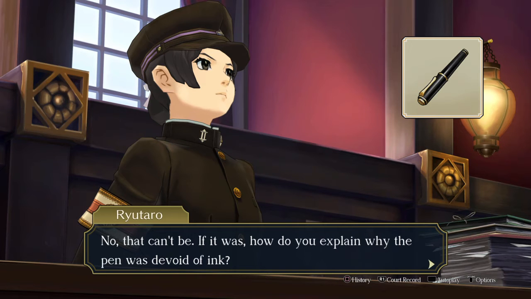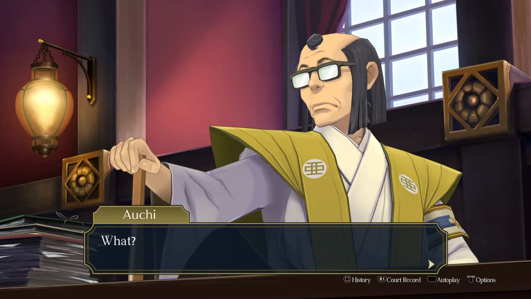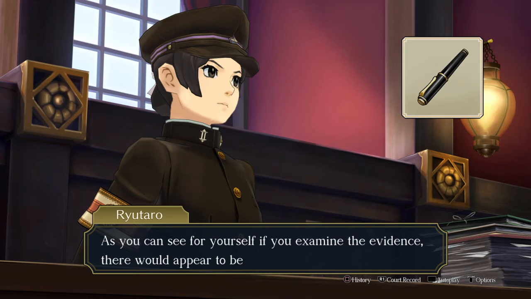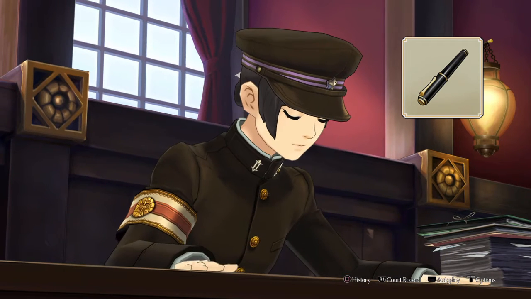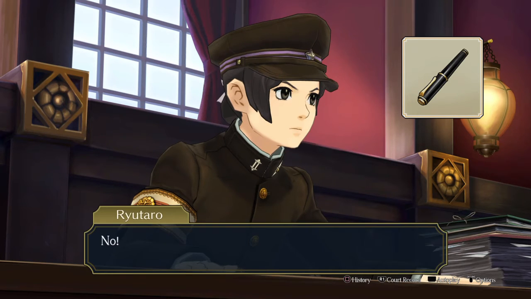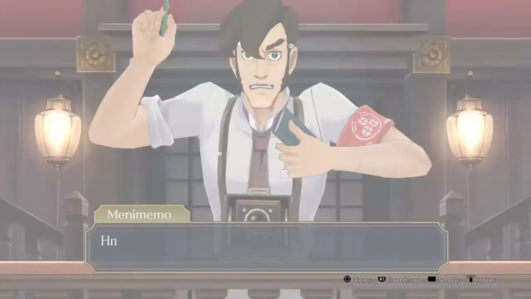No, that can't be. If it was, how do you explain why the pen was devoid of ink? Oh yeah, it is basically empty, except for that little bit of liquid. What? As you can see for yourself if you examine the evidence, there would appear to be no ink present in the reservoir. What newspaper reporter goes to interview someone with nothing in his pen? No. The pen was dropped after the poison that filled its reservoir had been emptied into the victim's glass.